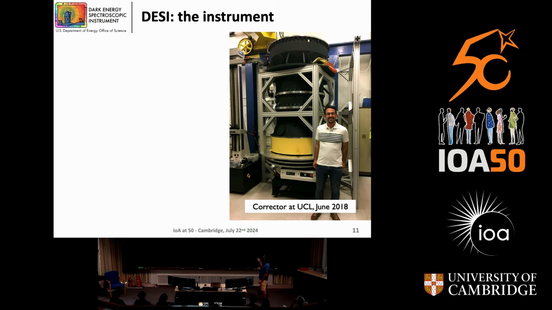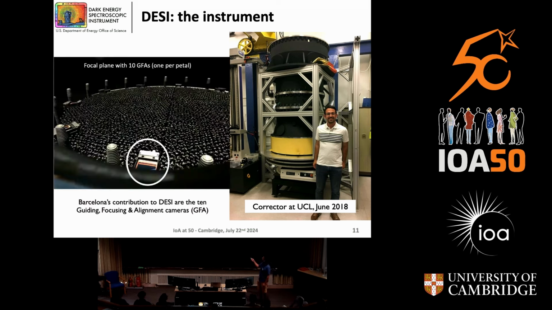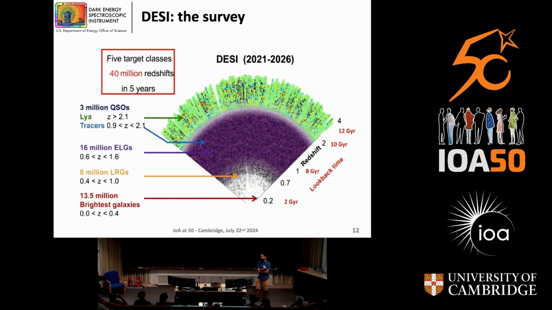Yeah, I remember. So, and then I moved to Barcelona, and Barcelona was also responsible for a smaller part of the instrument. They built the guiding and focusing alignment cameras. So there are 10 little cameras in the focal plane that help DESI figure out where it's pointing, because, since we have only fibers, it's hard to do the guiding and the focusing.